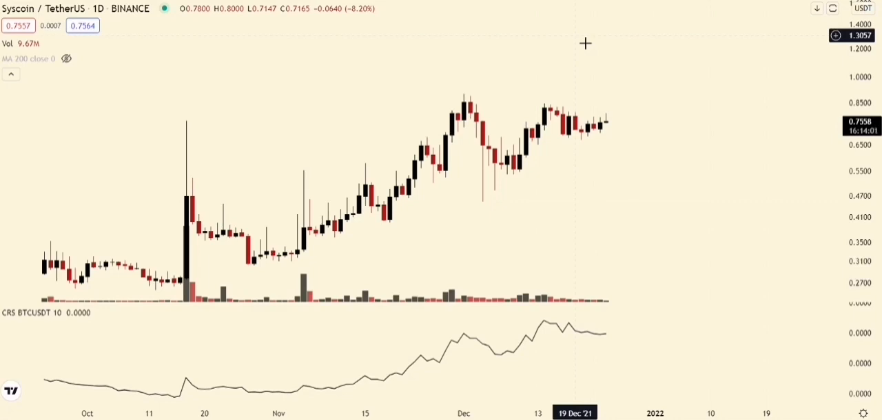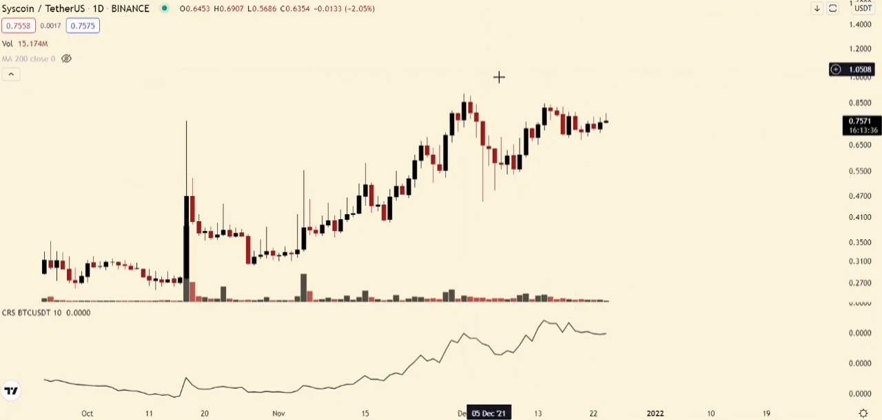Just to let you guys know before we start the video, this is not investment advice. This is just my personal opinion on how I expect price action to be on SYS. And most importantly, I do have a position on SYS and a pretty large one relative to my portfolio size. So yeah, now that that's aside, let's look at the chart.